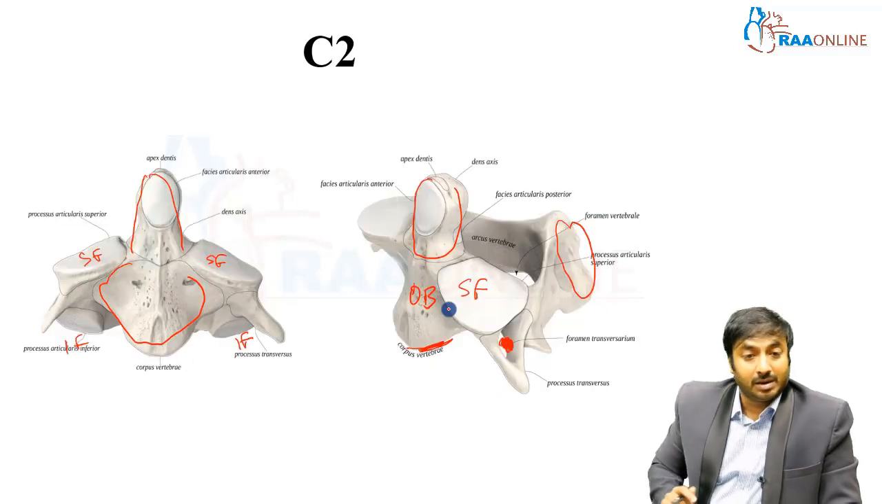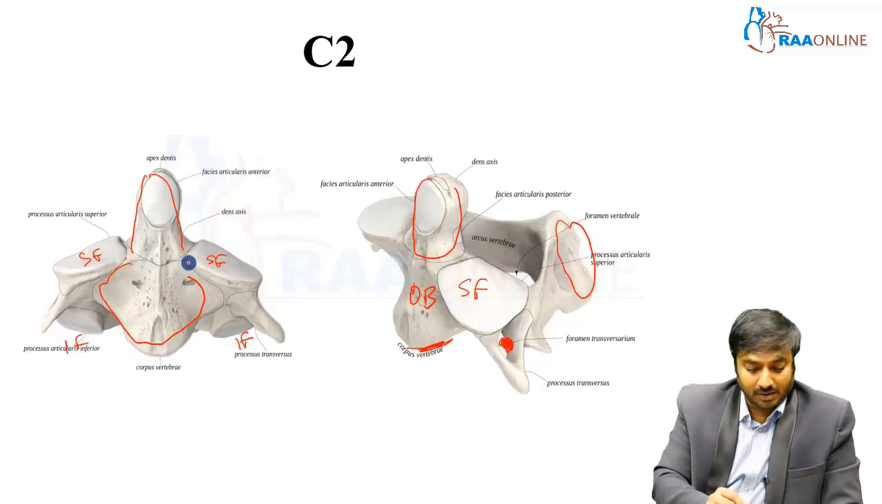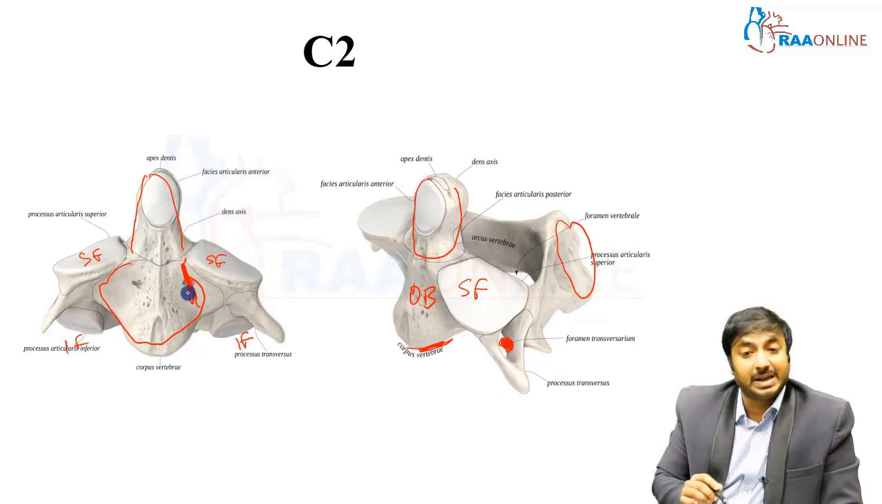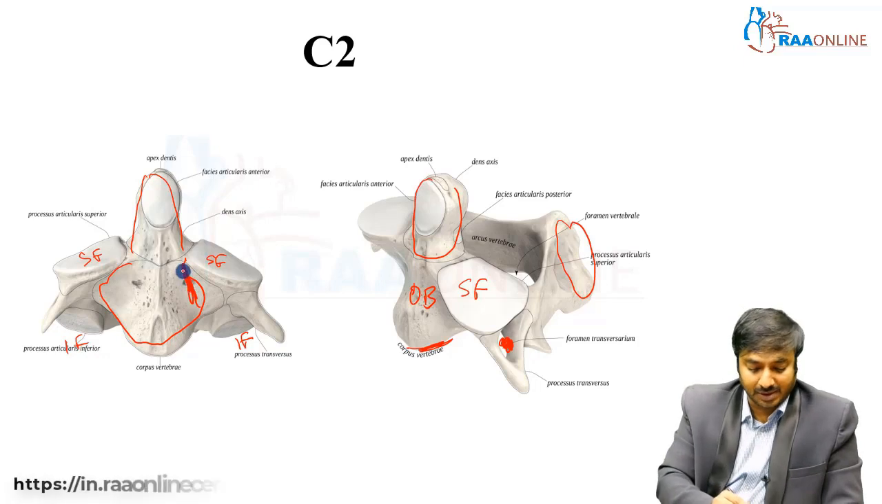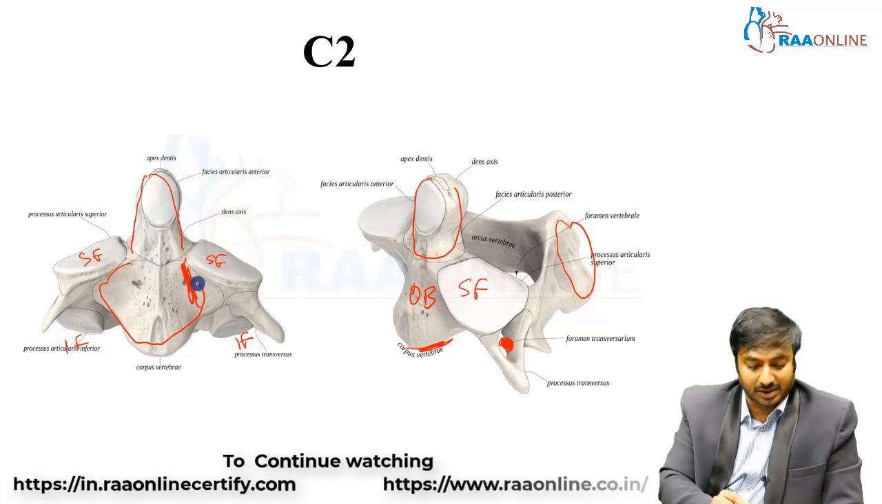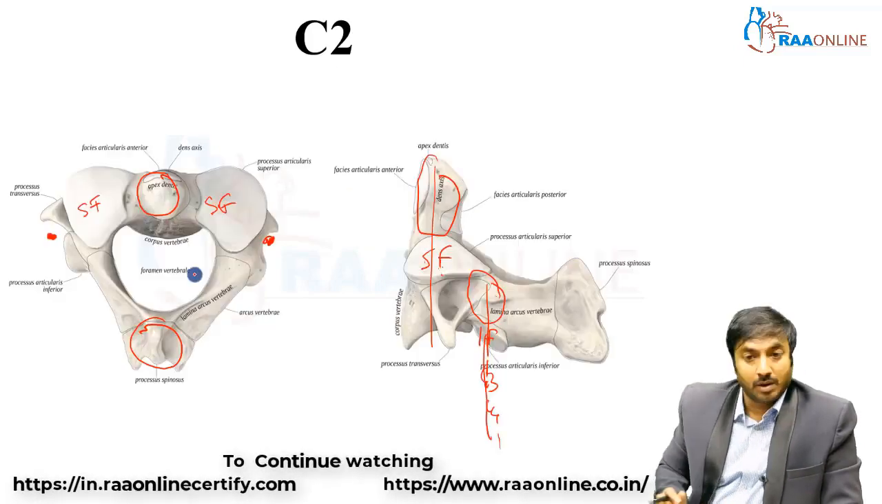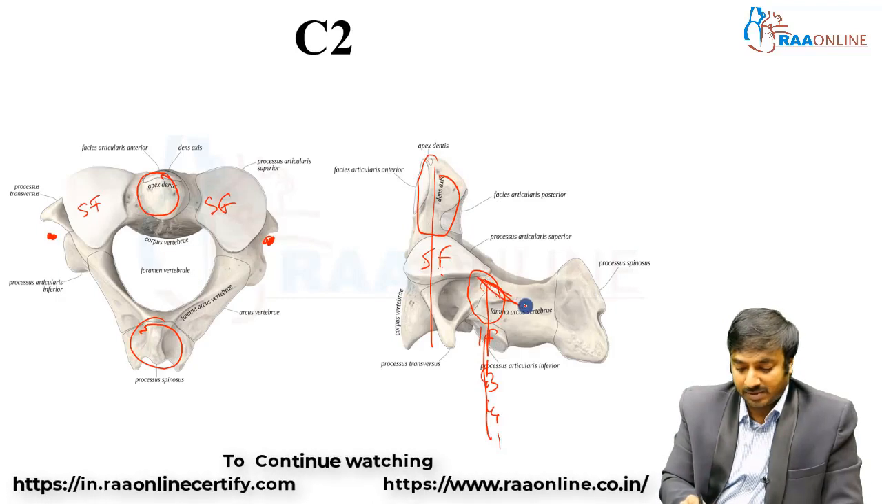Similarly, the area which joins the lateral mass of C2 with the body is called the pedicle. That is not very well visualized here, but this is the area of trajectory where we put the C2 pedicle screw, whereas this is the area where we put the C2 pars screw.